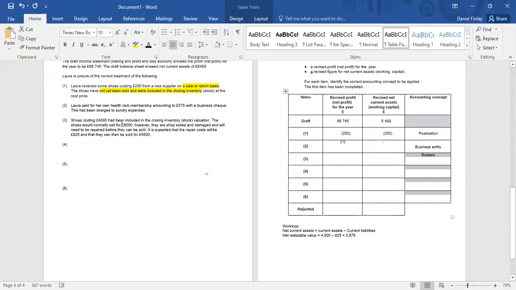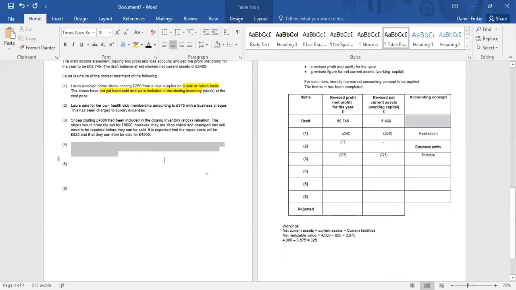It's going to be reduced by, well, the difference is £325. So my closing inventory is going to go down by £325. So that means my income is going to go down. So that means it's going to make my profit go down. And again, if my closing inventory goes down, my asset goes down by £325.